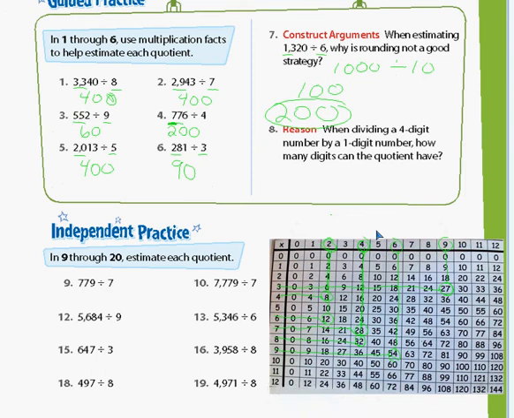Okay, when dividing a 4-digit number by a 1-digit number, how many digits can the quotient have? Okay, and you can see on some of the problems that we've been doing, we've got some 4-digit numbers here. We have a 4-digit number there, and it has 3 digits in its quotient. We have a 4-digit number here, and it has 3 digits in its quotient. But I think it could have more than that.